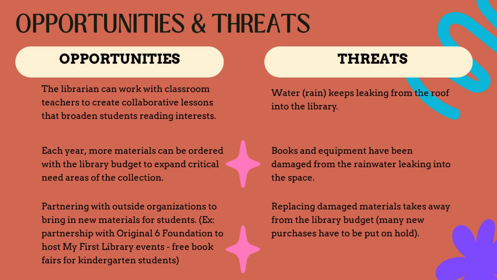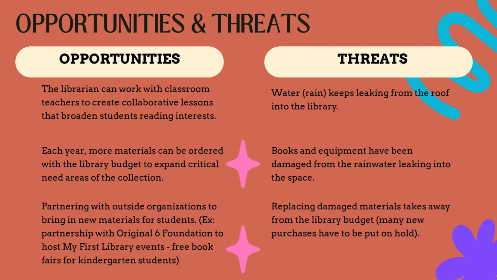Each year she can order materials with the library budget to expand critical need areas of the collection, which she is doing already. So she's already taking advantage of that budget, using it to make that library even better. Also, partnering with outside organizations to bring in new materials for students. Like, she could partner with the Original Six Foundation and host a My First Library event, which is a free book fair for kindergarten students to get that home library started, so kids will have a little library of their own at home, especially in the summer when they're not at school, so they can keep on reading.